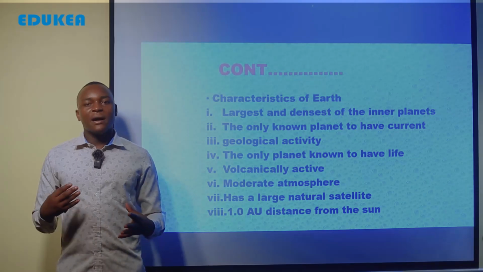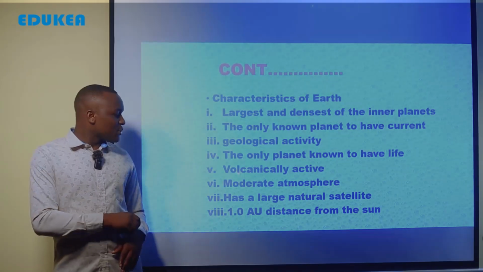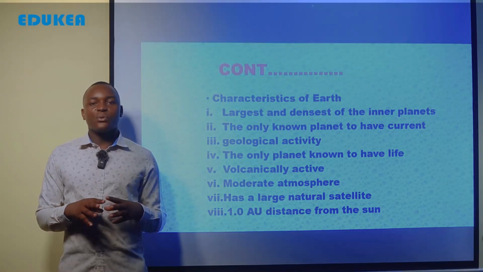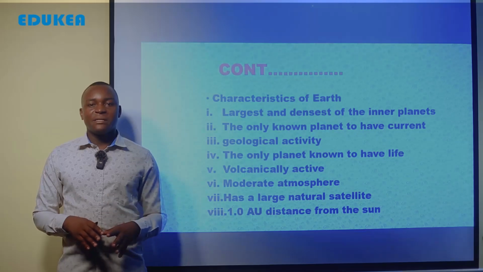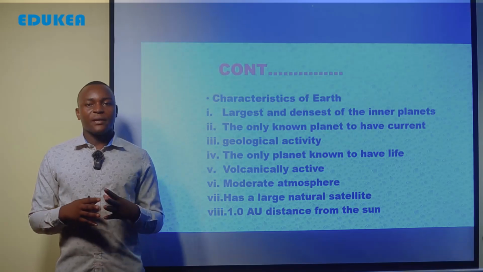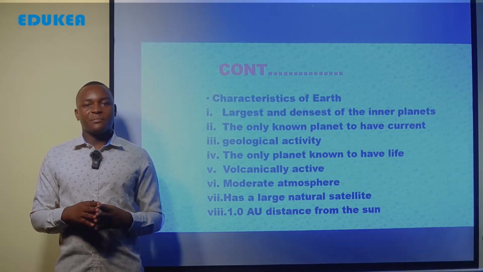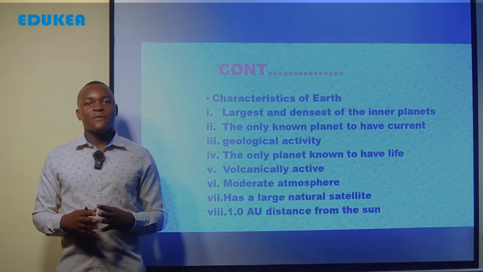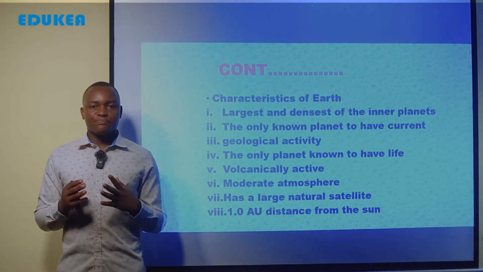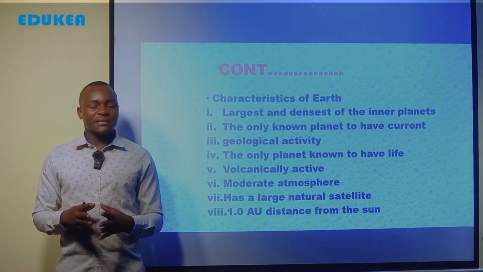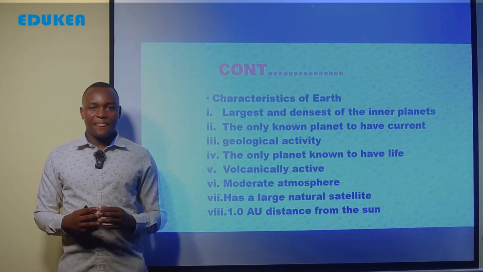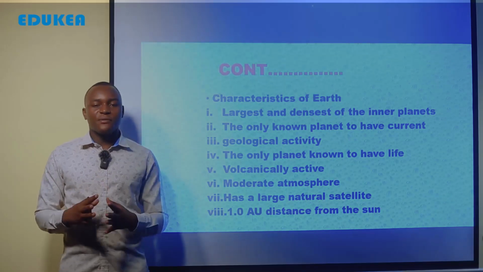But also we say volcanically active, means that within the Earth there is also volcanic activity, means volcanic eruption can also exist within our planet, and we can have different kinds of volcanic eruption and different kinds of features formed through volcanic eruption. That's why we say that the Earth is volcanically active. Lakini pia tunasema moderate atmosphere. Tukizungumzia in terms of atmosphere, we say that the Earth has a moderate atmosphere.